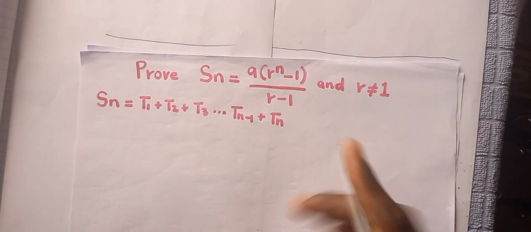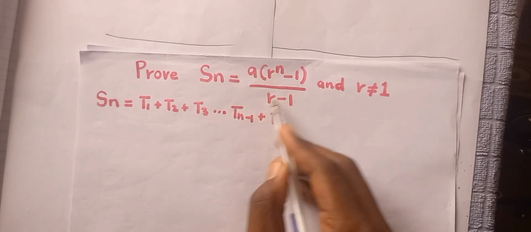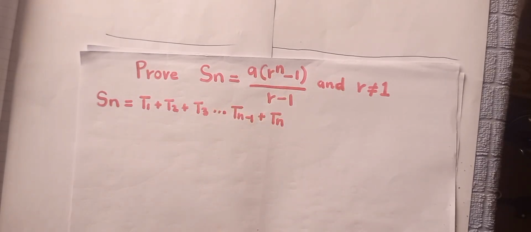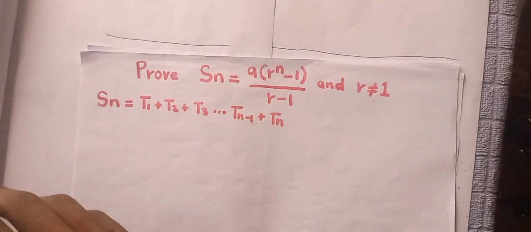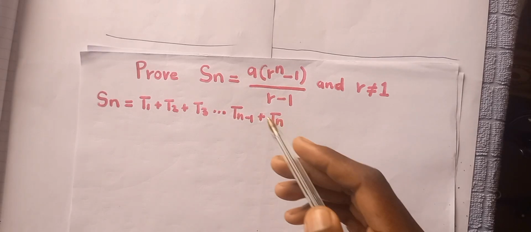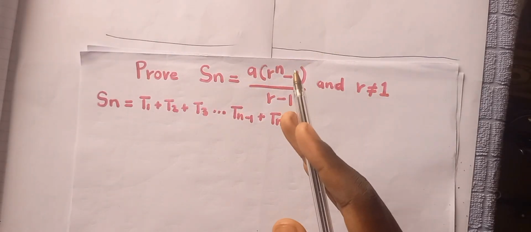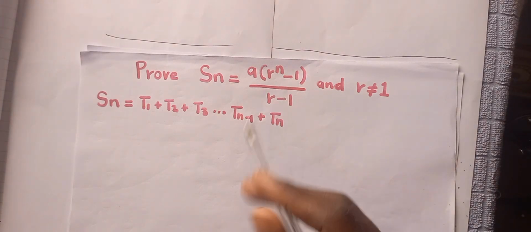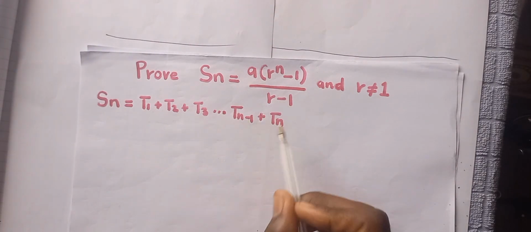Here they ask us to prove that this sum of a geometric series is equal to this formula. What is happening here? We know that by definition the sum is equal to all the terms: term 1, term 2, all the terms including the last term. You understand? The sum by definition is equal to all the terms in the pattern, including the last term. So we're going to prove this.